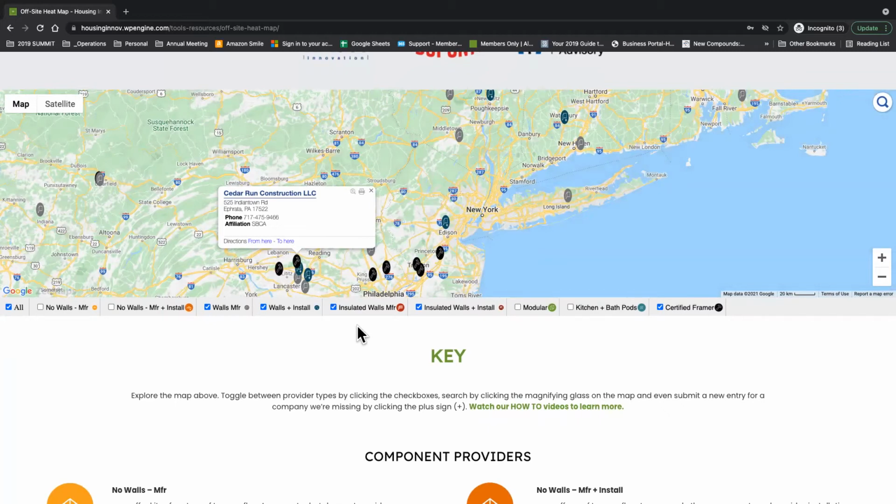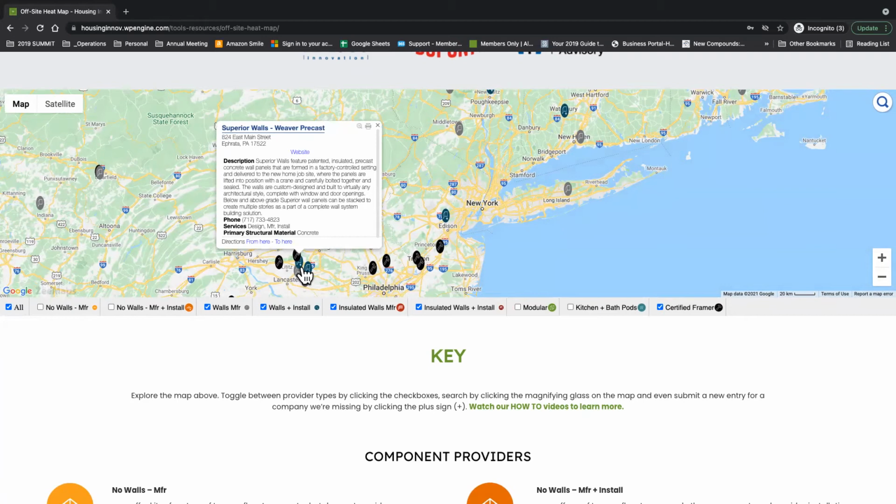So you might want to take a look at getting a quote from the certified framers that you see there on what it would take and what the cost would be for them to work with those who provide the wall systems but don't do the installation, versus the cost for the companies that provide a turnkey solution. So that would give you in the Lancaster market 4 really good potential options for people that you could work with.